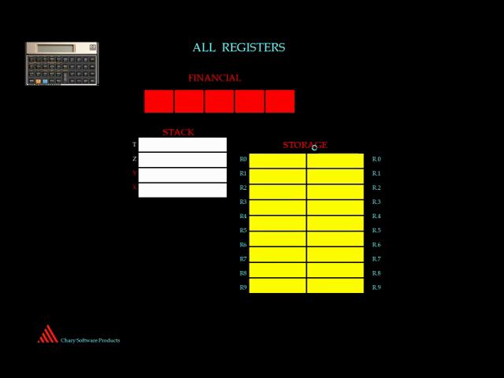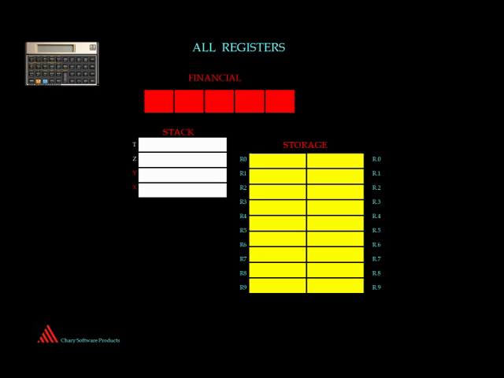In addition to those financial registers and the stack registers, we have what's called the storage registers. In the storage registers, you can just store numbers, and they go from register 0 to register 9, or register .0 to .9. And you can put any kind of numbers in here. These can be full of numbers, and you can do financial calculations with the financial registers, and it doesn't matter. The financial registers don't care if these storage registers have any numbers in them or not.